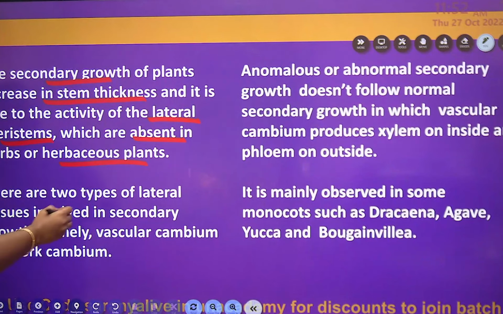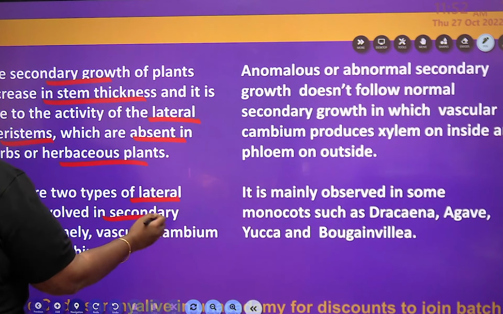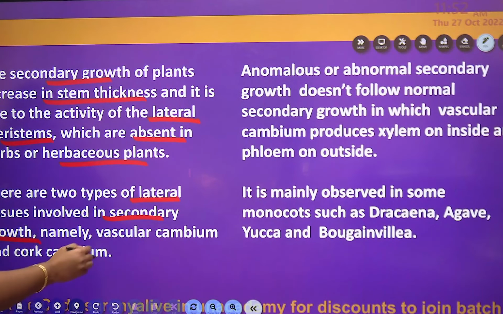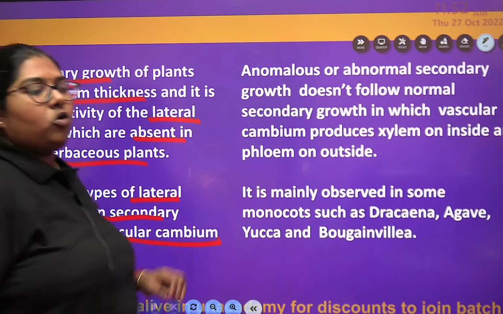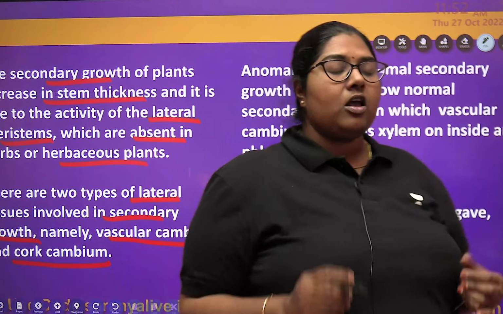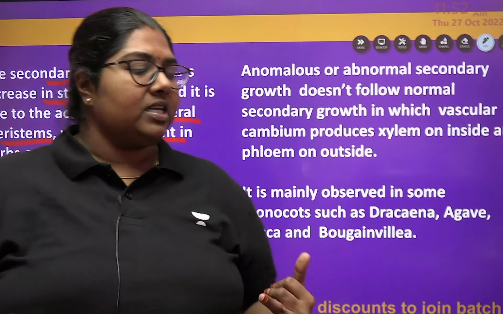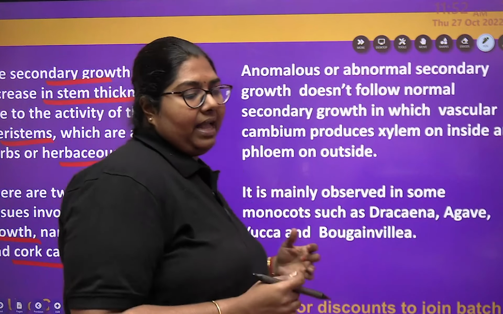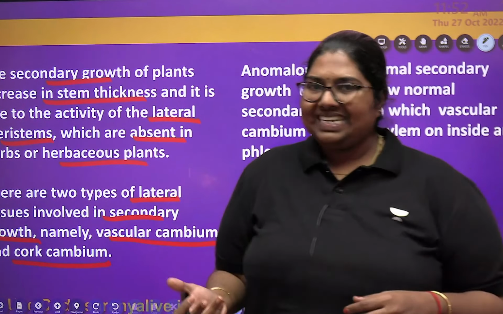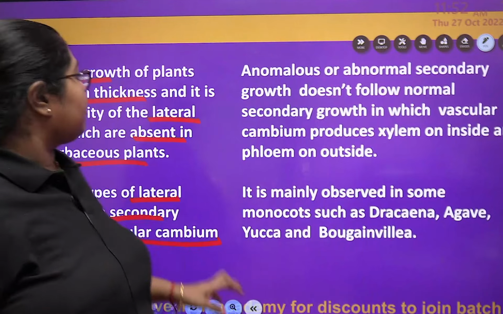There are two kinds of tissue involved in secondary growth. They are called the vascular cambium and the cork cambium. So who are the two most important fellows? One is the vascular cambium, and the other is the cork cambium. These two play a very, very important role. Got it? Right. So now let us see the next one.